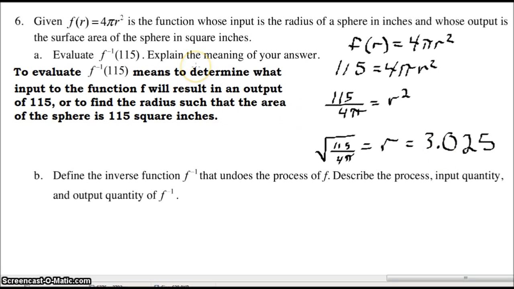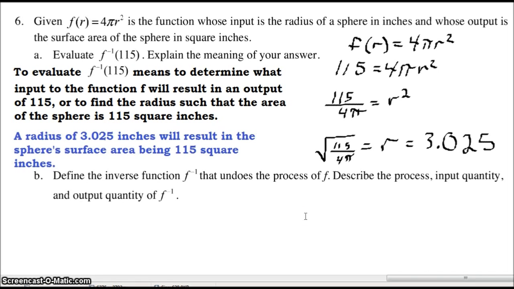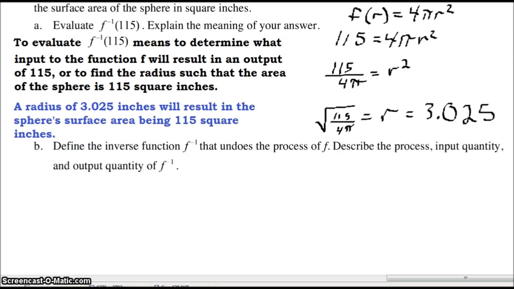And so to explain the meaning of our answer, just like we said here, 3.025 is the radius that will result in an area of the sphere being 115 square inches. Part B, determine the inverse function f inverse that undoes the process of f. Describe the process, input quantity and output quantity of f inverse.